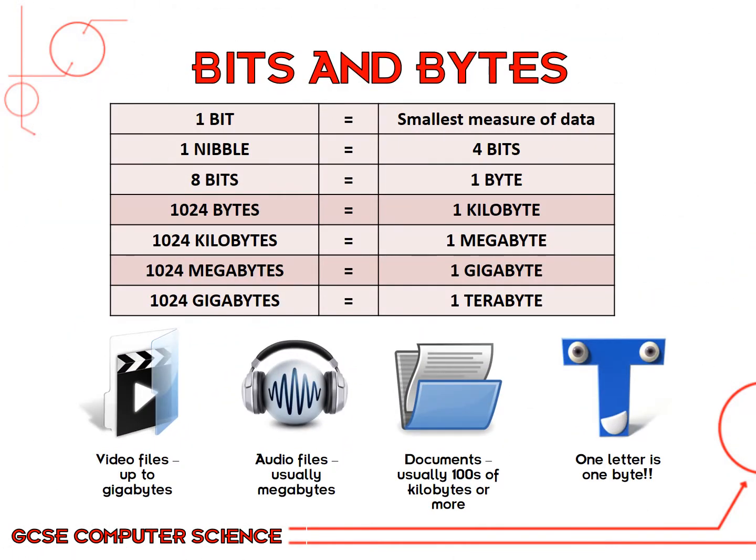Might be a useful time to just recap on bits and bytes. 1 bit is the smallest measure of data. So for this particular video, that's going to be really useful to understand. You also have a nibble, and 8 bits is equal to 1 byte. Now a lot of the stuff that we're looking at to do with images and colour is going to be either a few bits or 1 byte or a series of bytes.